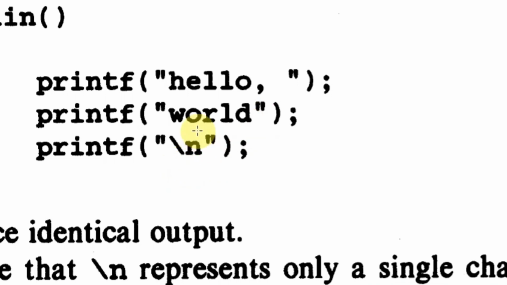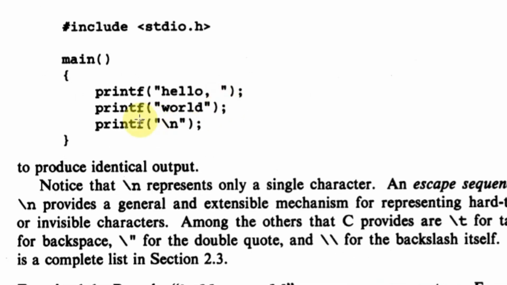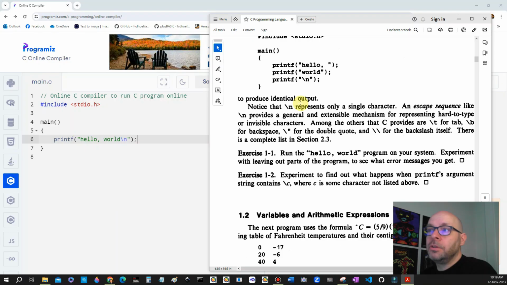But since we don't include this \n in either one of these top 2 strings, then it will just print these words directly next to each other without going to a new line, until finally it prints this third one here where we do have a \n all by itself, and that will produce a new line character and move the cursor down to the line below it. So let's give it a try.